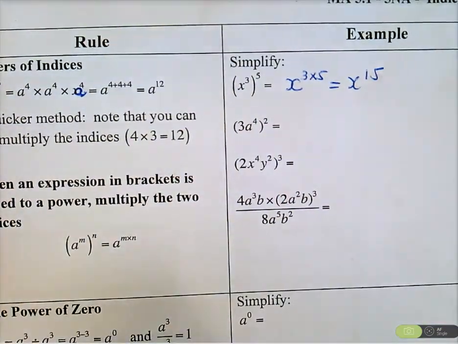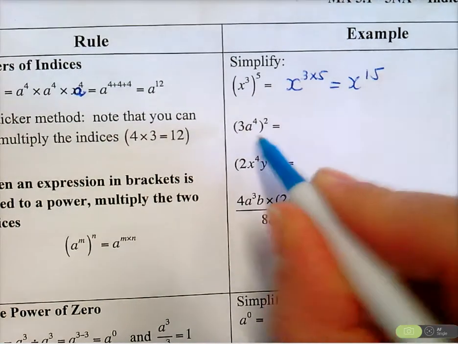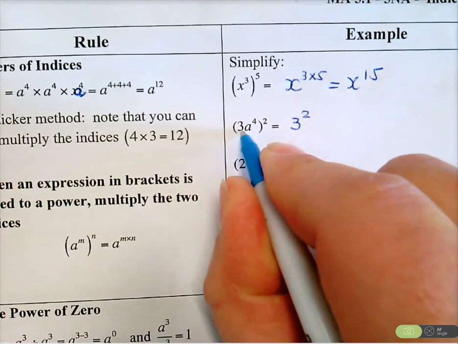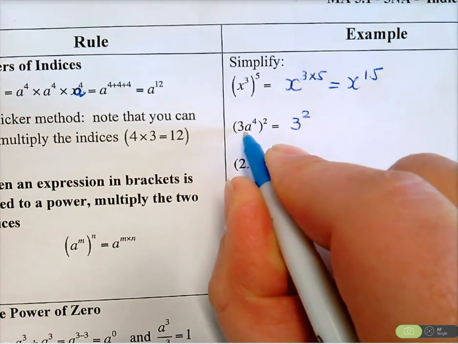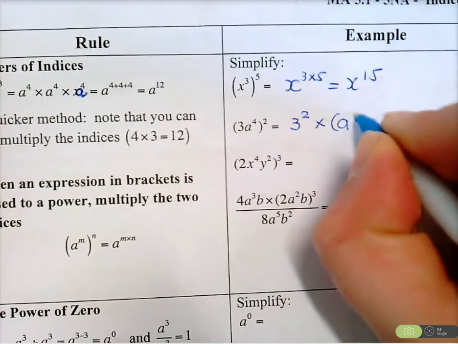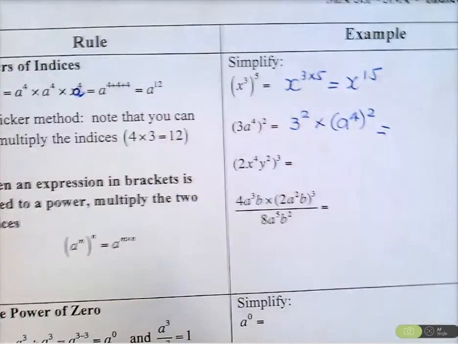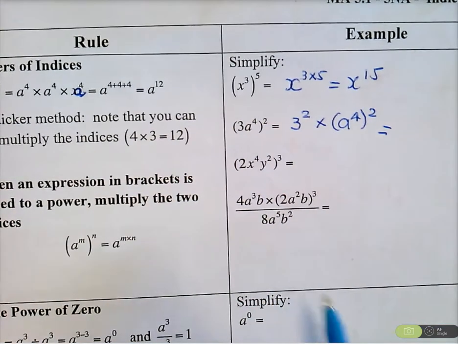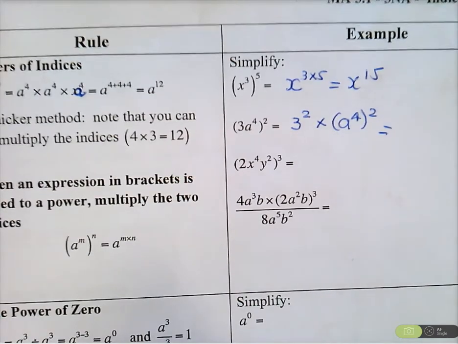But with the next one, you've got to be very careful, girls. This is 3a to the power of 4, all squared. There is a times symbol between the 3 and the a to the power of 4. So that's 3 to the power of 2 times a to the power of 4 to the power of 2. Do you get that? They're both to the power of 2. Everything in the brackets is to the power of 2. It is not 3a to the power of 8. It's 9a to the power of 8.